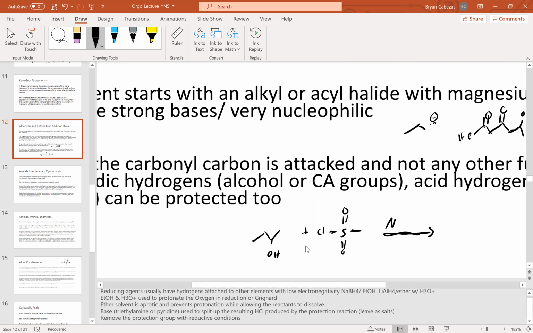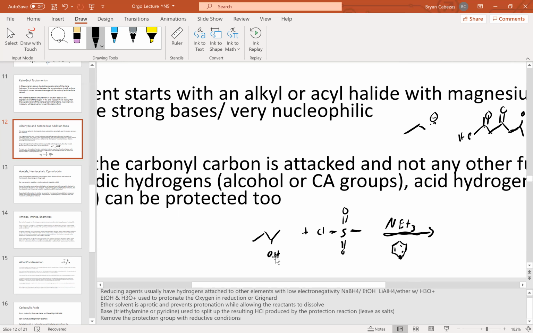So we're going to use either a triethylamine, or we can use a pyridine, as our base. So the base is either NEt3 or our pyridine. Either one of these two can be used. It's not going to be both, just one of these two.